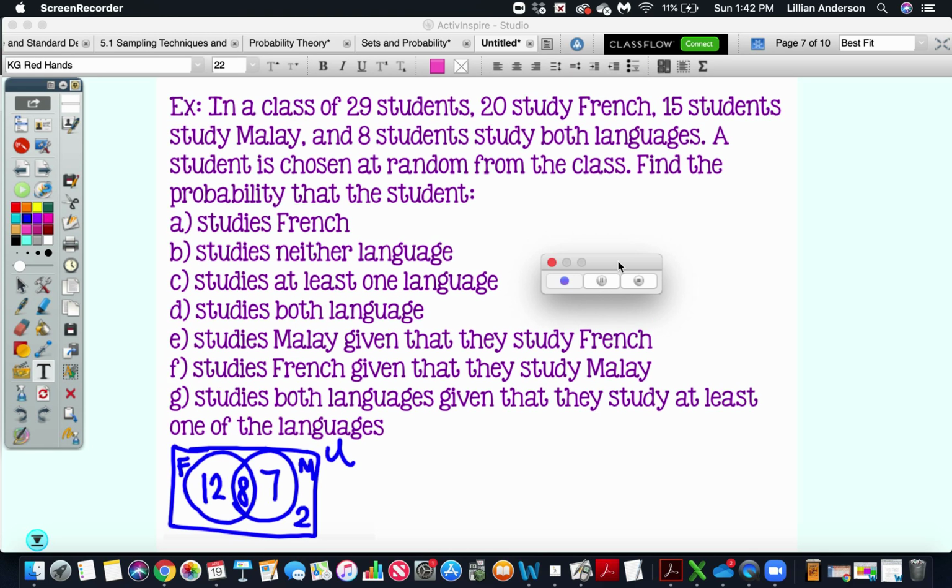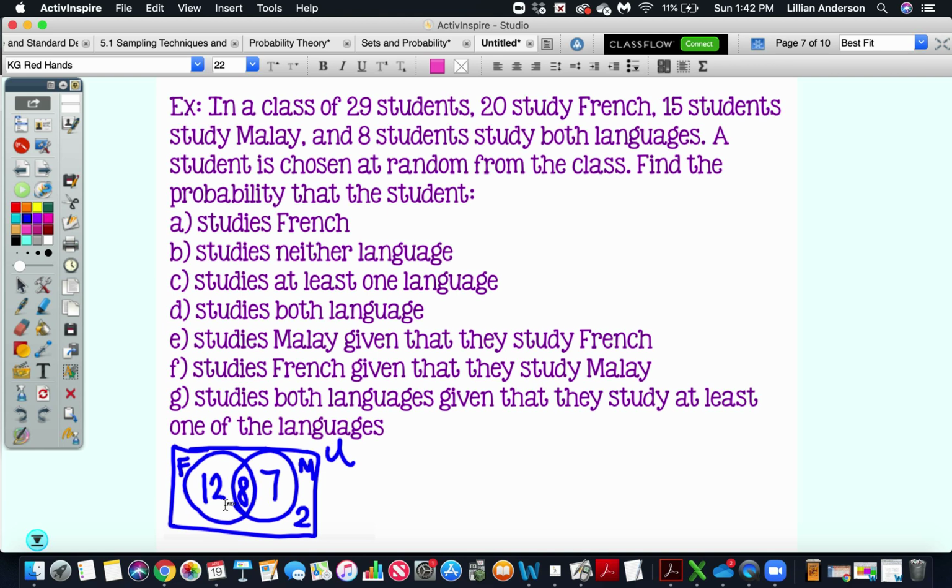Hopefully you got this as your Venn diagram. Why do you put French on the left, Malay on the right? Since I did have 8 students that study both languages, that lets me know my intersection was 8. And that also let me know that the ones who studied French only was 12 and not 20. Remember, if it says that 20 study French, that means that entire French circle should be 20, not just the part that's French only, the entire thing.